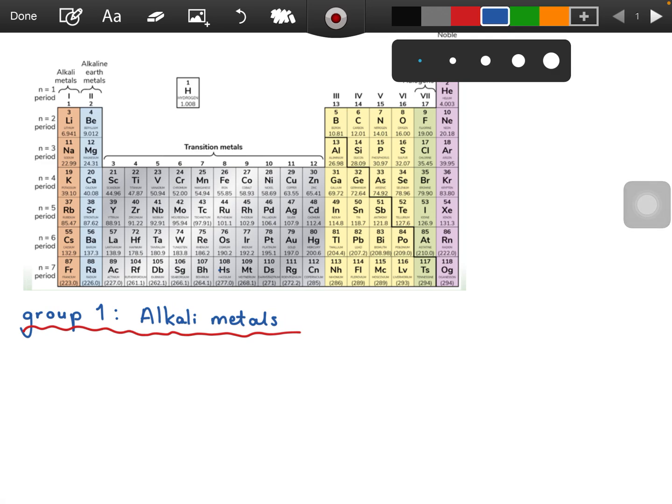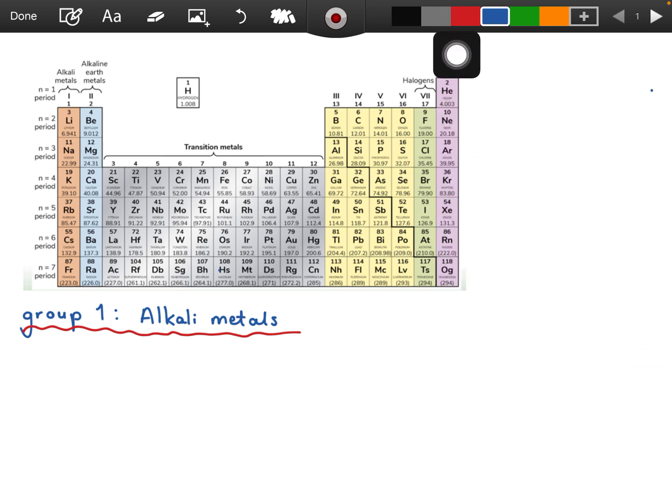Okay, they are very reactive. Why are they so reactive in comparison to, let's say, the ones in group 8? Well, the ones in group 8 already have a full outer shell. The ones, let's say, in group 4, they're a little bit further off from getting a full outer shell, so they might not be as reactive.